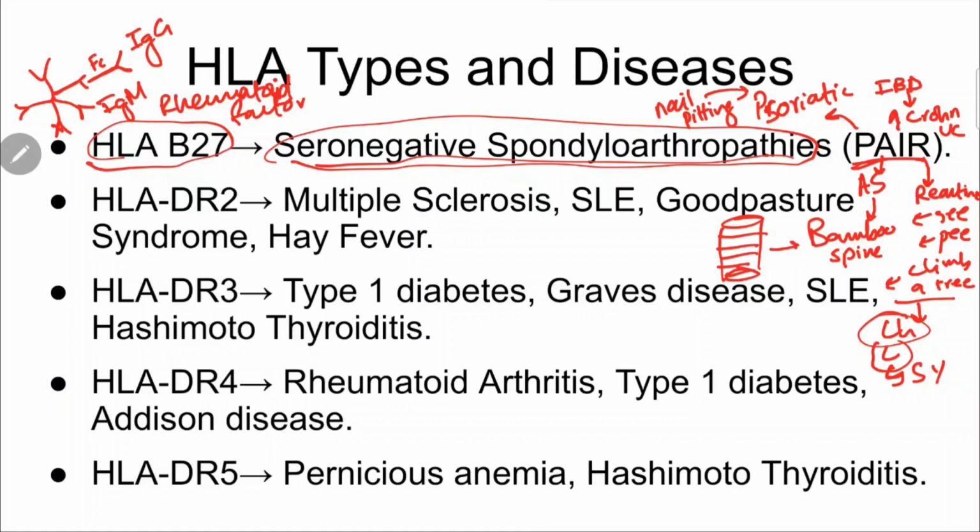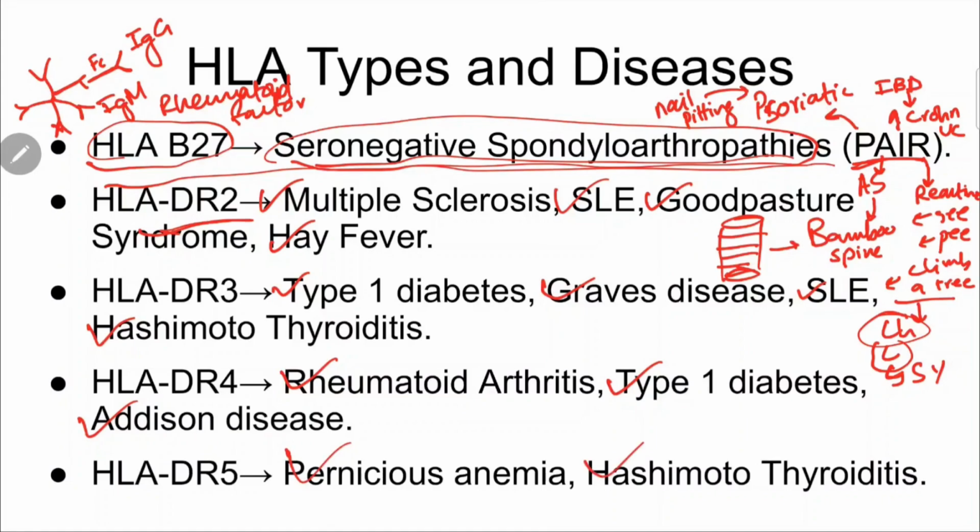I'm not going to deep dive into all of them, but these diseases are very important, right? In terms of the topic of the lecture, HLA B27 along with these four diseases are very important, right? The rest of them, I'm just going to take their names. HLA-DR2 is associated with multiple sclerosis, SLE, Goodpasture, and hay fever. HLA-DR3 with type 1 diabetes, Graves' disease, again SLE, and Hashimoto. HLA-DR4, rheumatoid arthritis, type 1 diabetes, Addison's disease. HLA-DR5 is associated with pernicious anemia and Hashimoto.